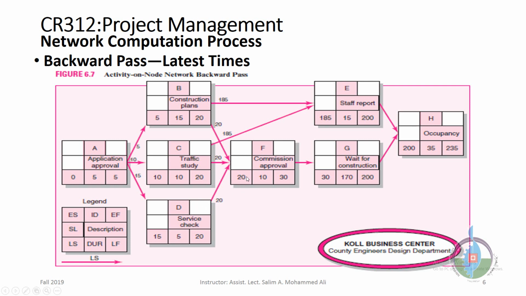Okay, now we have 20, 20, 20. Subtracting the durations, we have 5, 10, 15. Well, we have three numbers here. The one to choose is the least number, which is 5. We have 5 here, and if we finish with 0, it means that our computational process is right, because the latest start should be 0.